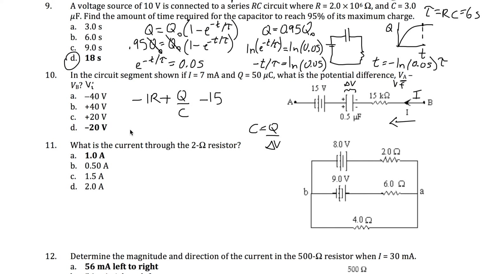So we just have to plug in the numbers. 0.007 is the current. The resistance is 15,000. The charge is 50 times 10 to the negative 6. The capacitance is 0.5 times 10 to the negative 6, so those cancel out. And then minus 15. If you plug all that in a calculator, we should get negative 20 volts.